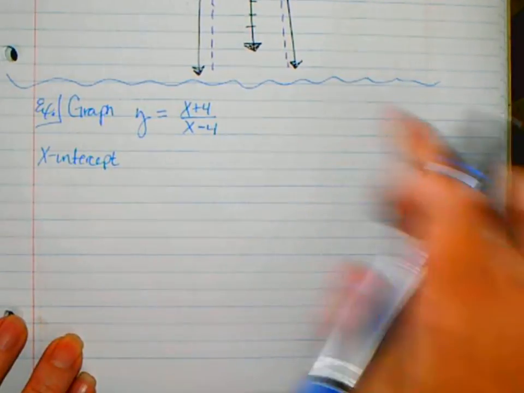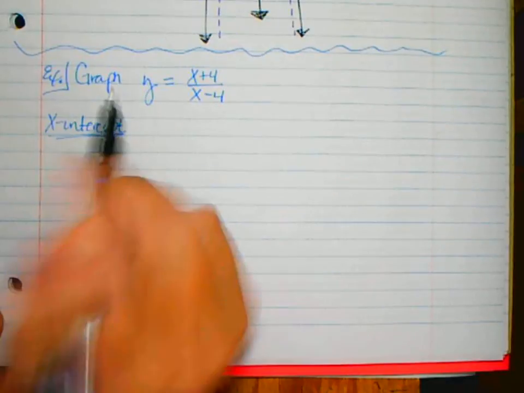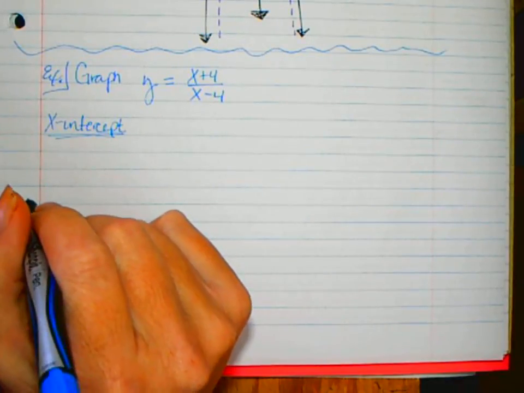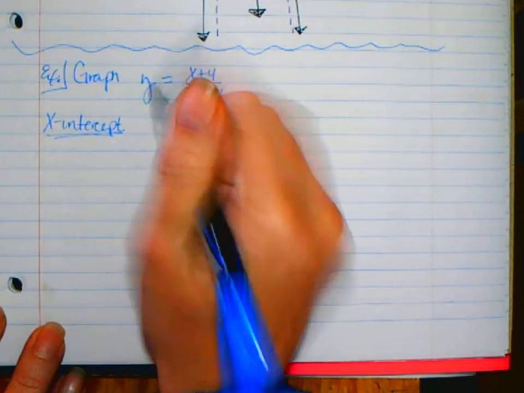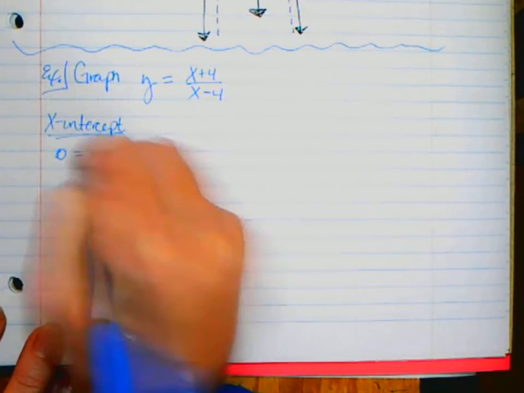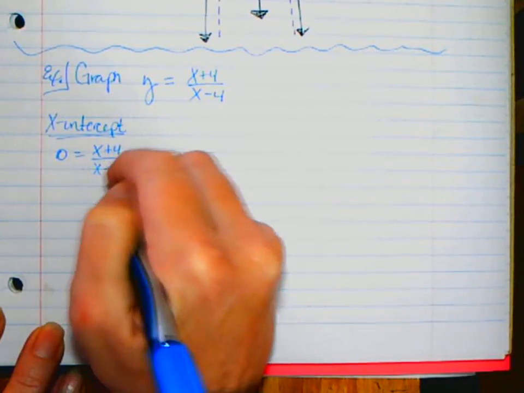And I'm going to draw my graph over here to the right. I don't need a big graph, so make sure you leave yourself a little space. So to find the x-intercept, I'm going to take my equation. Where I see a y, I'll plug in a 0. And I will solve for x.